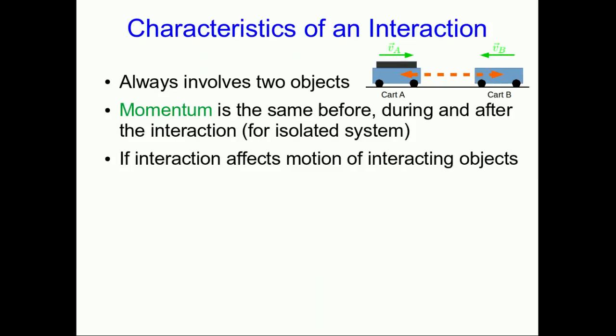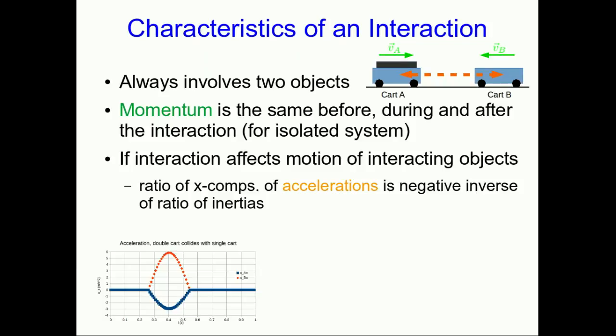Not all interactions affect the motion of the interacting objects, but for those interactions that do affect the motion of the interacting objects, we know that the accelerations of the two objects in general are not the same. The object with the higher inertia must have the lower acceleration, and we can say more than that, because we know these accelerations have to be directly related to the changes of velocity of the objects, and so they're going to follow the same relationship that we've already seen. In other words, the ratio of the accelerations is the negative inverse of the ratio of the inertias of the objects. So in other words, if cart A has double the inertia of cart B, its acceleration must be half that of cart B.